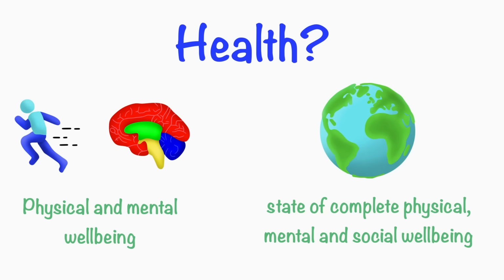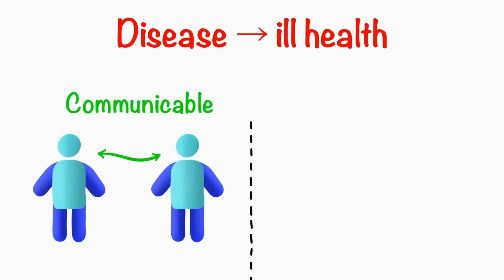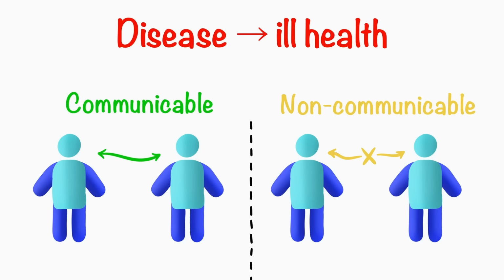The World Health Organization defines health as a state of complete physical, mental, and social well being. Diseases are a major cause of ill health. A disease is any condition that stops the body from working normally. Diseases can be split into two main types: communicable and non communicable.